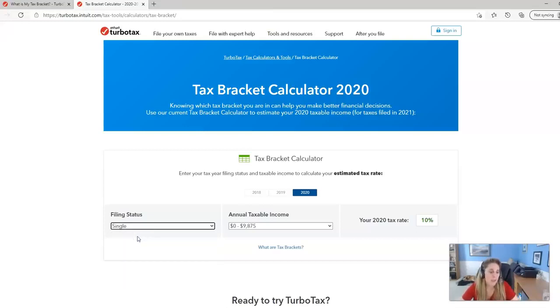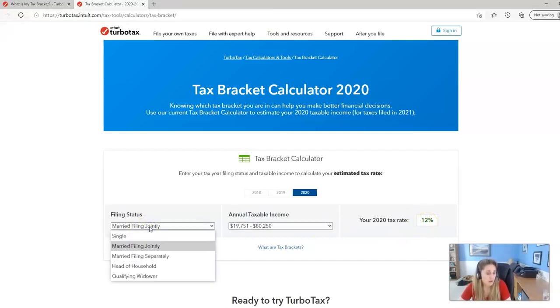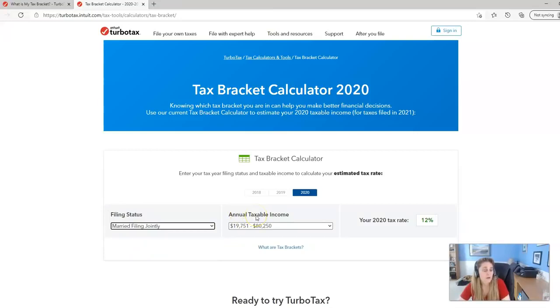So we'll just say you're single and you made $9,000 during the year 2020. That means your tax rate is 10%. However, maybe you are married and you and your spouse combined made $70,000. That would then put you at a tax rate of 12%. So what you want to do is figure out what tax bracket you're in. So select your filing status, select whatever your annual taxable income is, and your annual taxable income does include your unemployment. So for example, say we're married, we made $100,000 between the two spouses. That means our tax rate is 22%. So figure out what your tax rate is.